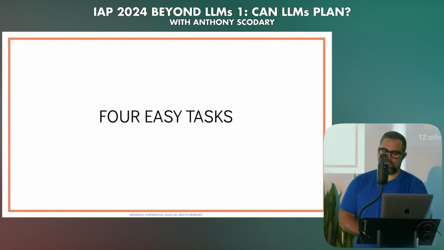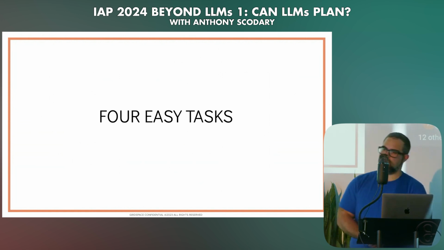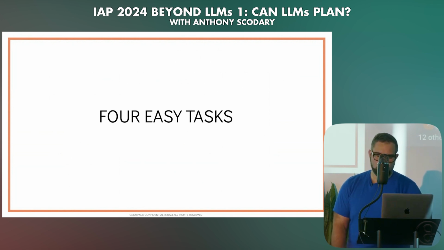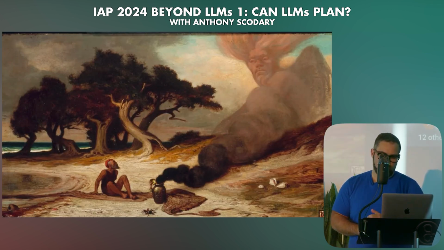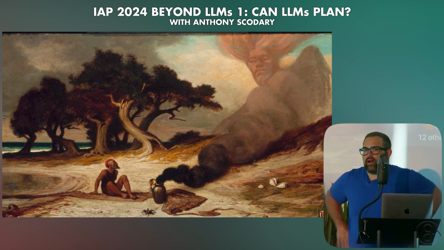All right, let's get into the material. So 4 easy tasks that a human being can do that an LLM can't do. But we're going to start with a story. Has anyone ever heard the fable of the fisherman and the genie from Arabian Nights? No? Okay, great. I didn't make it up, but it doesn't really matter if I did because it's a fable.